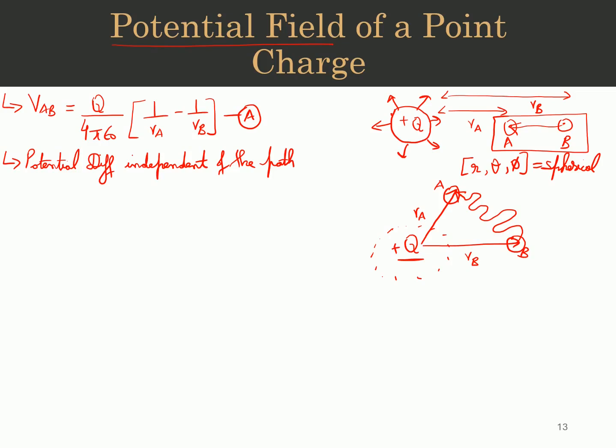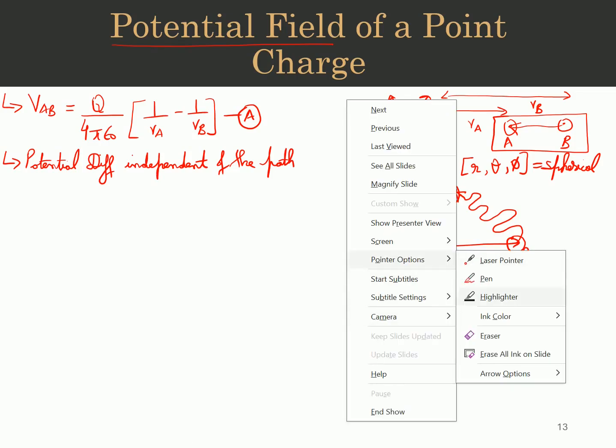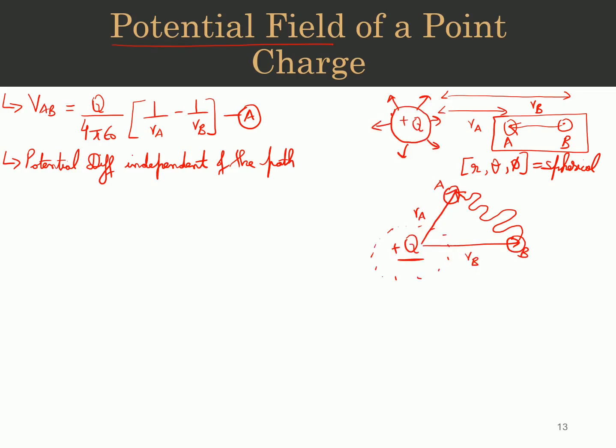For both points A and B, if they lie in the spherical coordinate system, point B will have certain r, theta and phi values. Similarly, point A will have certain r, theta and phi values. Now, in order to find the potential difference for this new irregular path, we always start by selecting a small region, and in our case this is the small region.